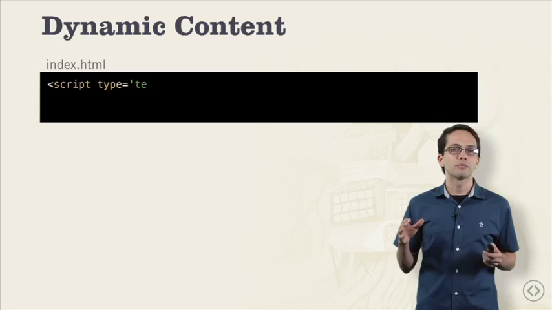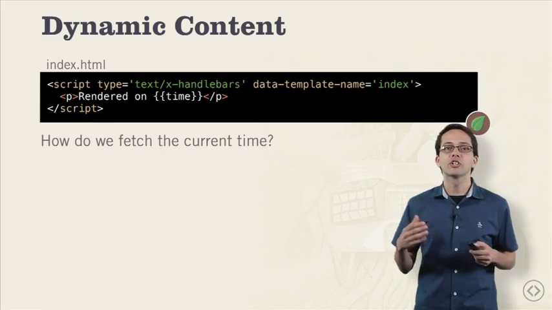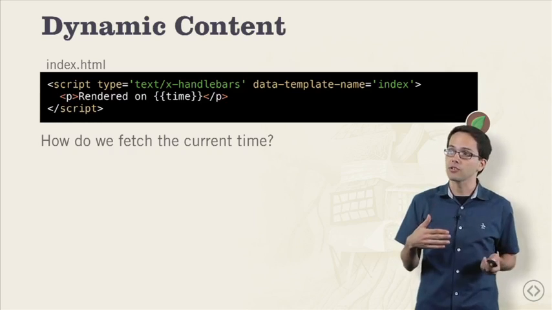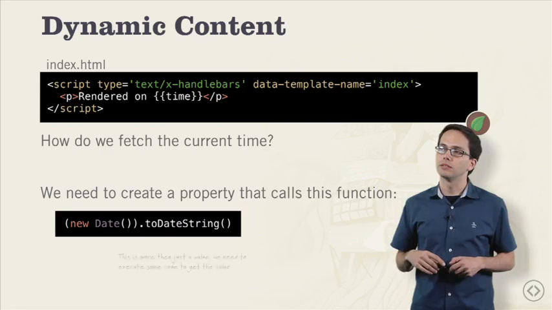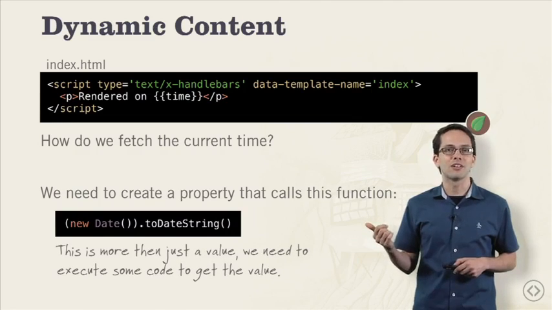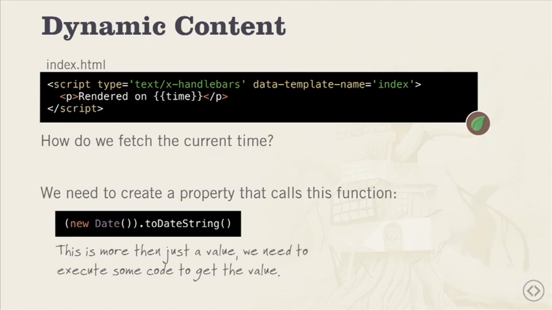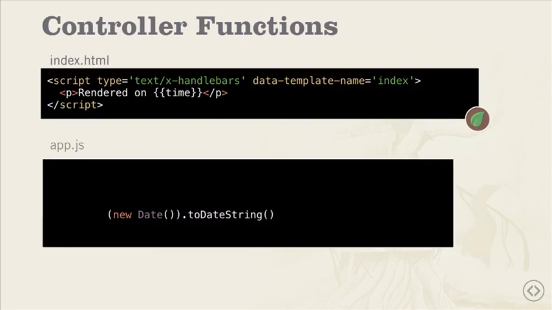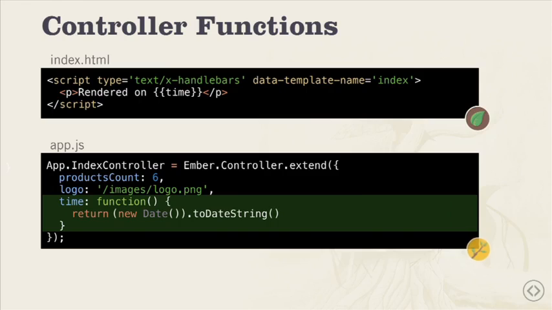Now what if we wanted to print out the current time in a template? Well, to get the current time on somebody's browser, we would need to call this JavaScript function. But this is more than just a value. We actually need to call a function and return that into this property. To do this, we set time equal to an anonymous function, put the function that needs to be called inside of there, and return the value.